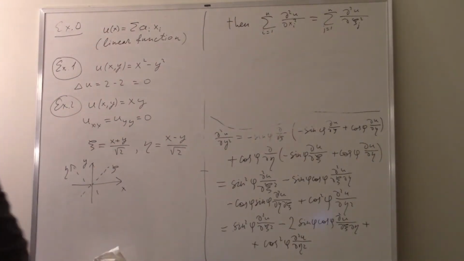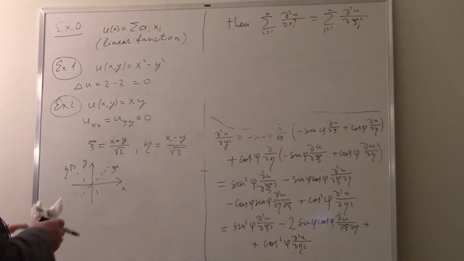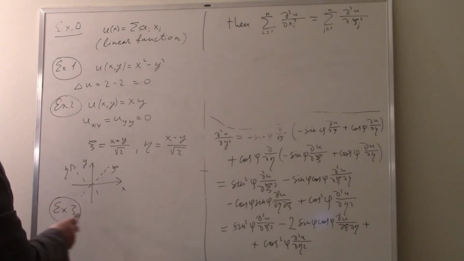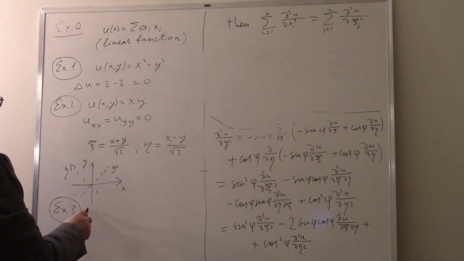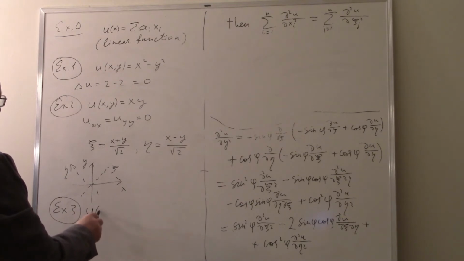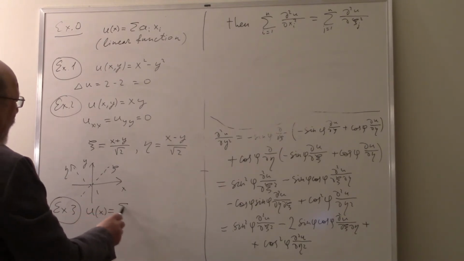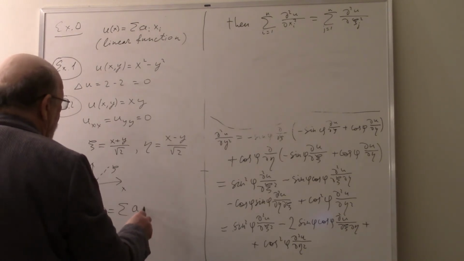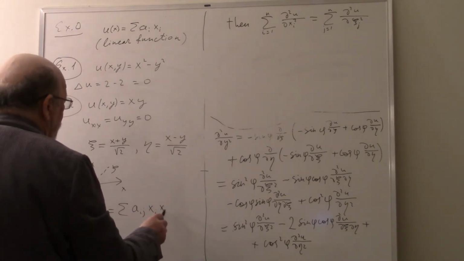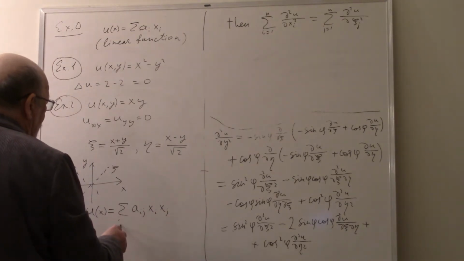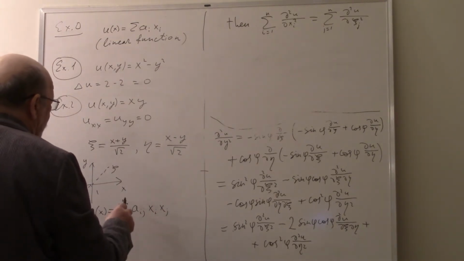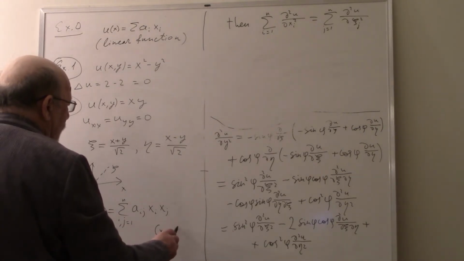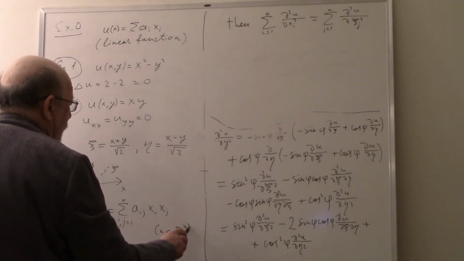Next example is more interesting. Example 3: u of x equals sum a_ij x_i x_j, i, j from 1 to n. So here x is a point in Rn.